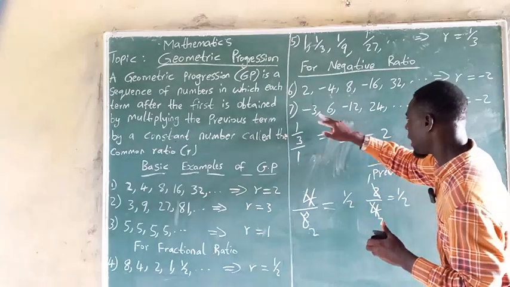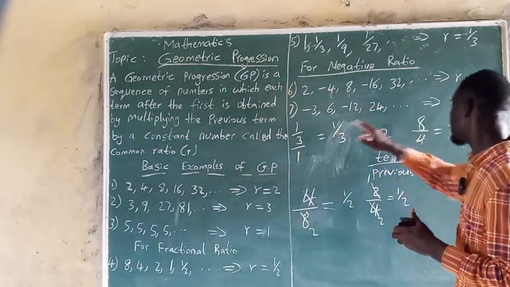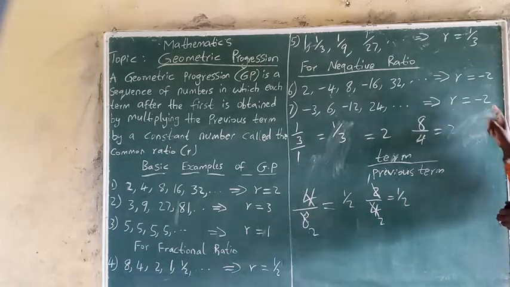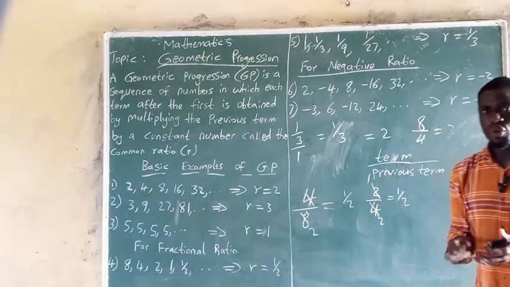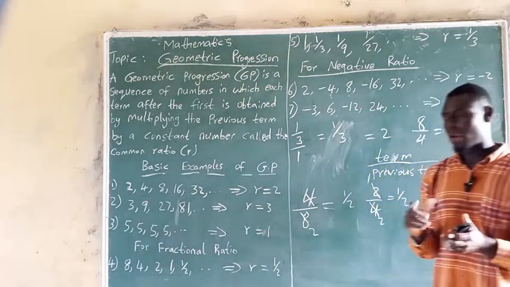Okay? Now, let's come to this side. You have minus 3 divided by 6. You will end up having minus 2. So, at this point, we discover that to get our common ratio, we must calculate it.